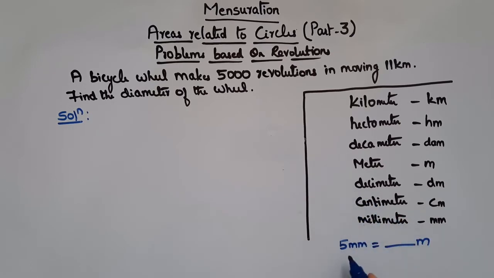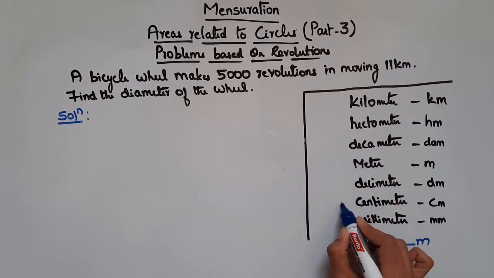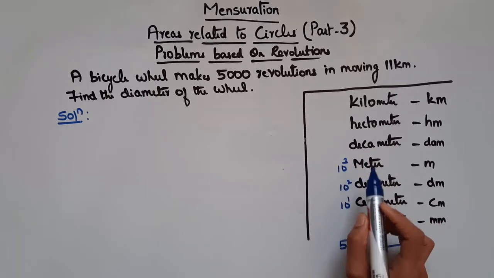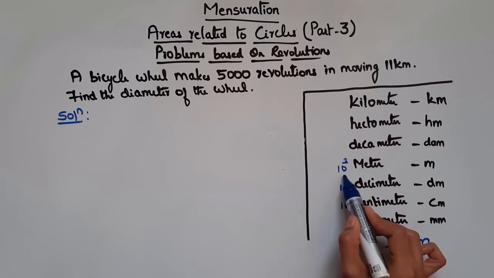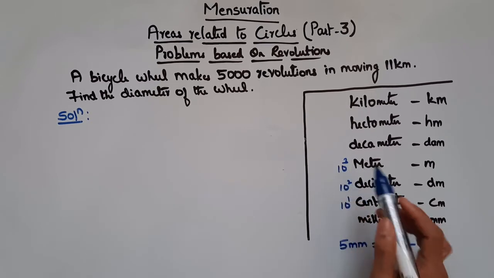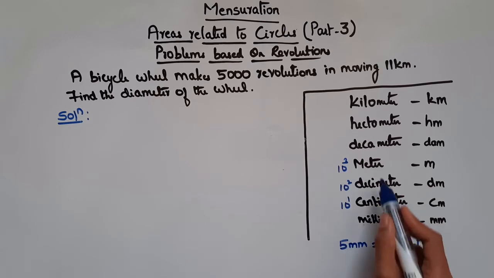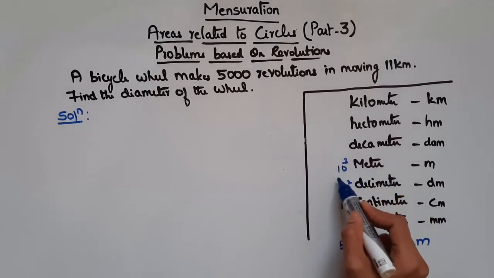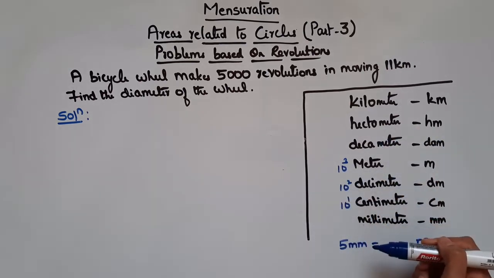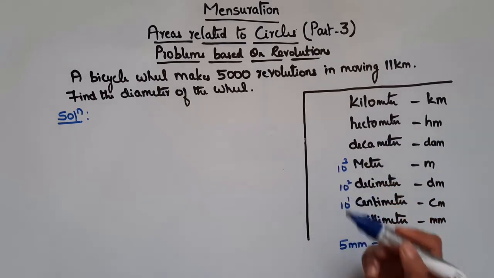Say here you are converting from millimeter to meter, from here to here. So that is 10 power 1, 10 power 2, 10 power 3. The question is whether to multiply by 10 power 3 or to divide by 10 power 3. Whenever you go from a smaller unit to a bigger unit, you divide by this number, and whenever you come from a bigger unit to a smaller unit, you multiply with that number.